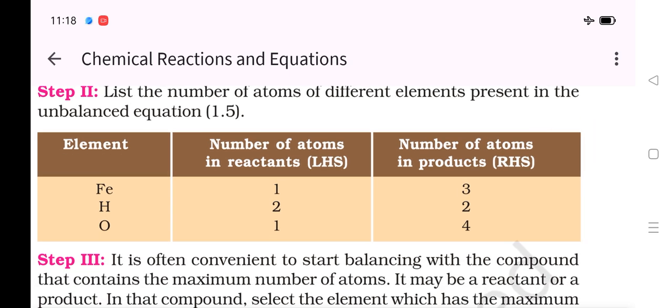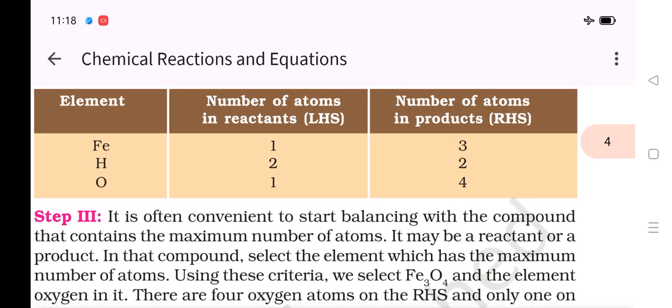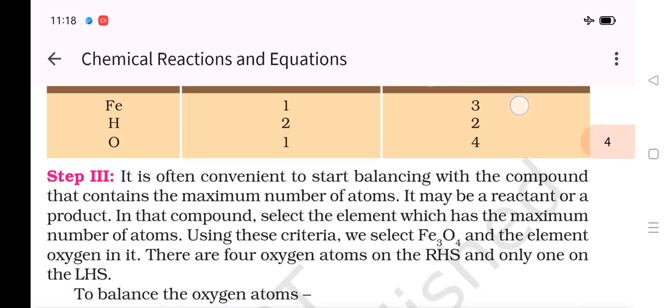Unbalanced equation 1.5. Element Fe, number of atoms in reactants LHS is 1. Number of atoms in product RHS is 3. Next element is H, hydrogen. Number of atoms in reactants LHS is 2. Number of atoms in products RHS is also 2. Element oxygen, number of atoms in reactants LHS is 1. Number of atoms in the product RHS is 4.